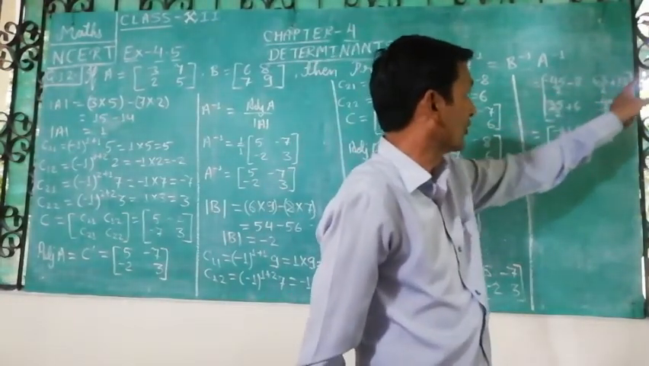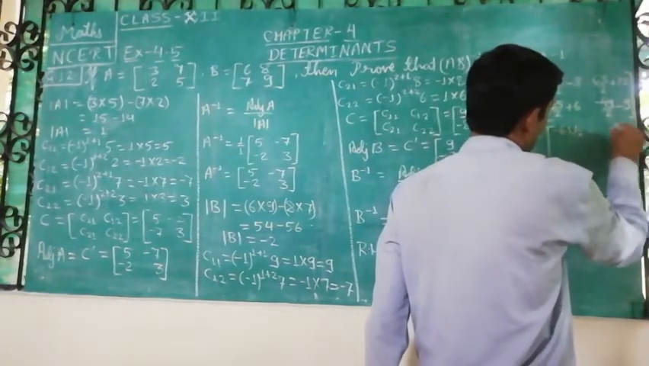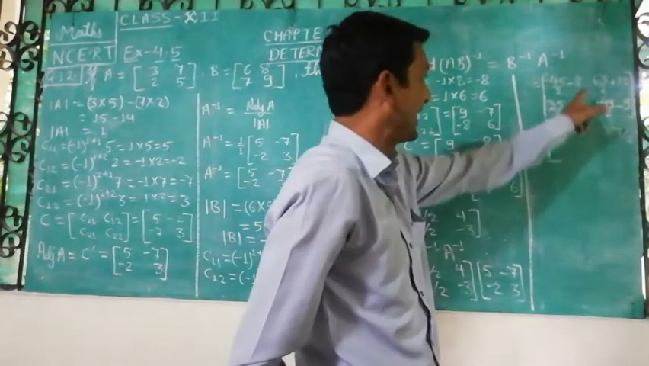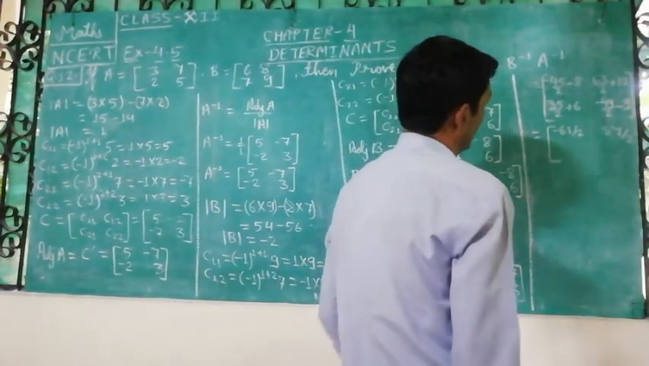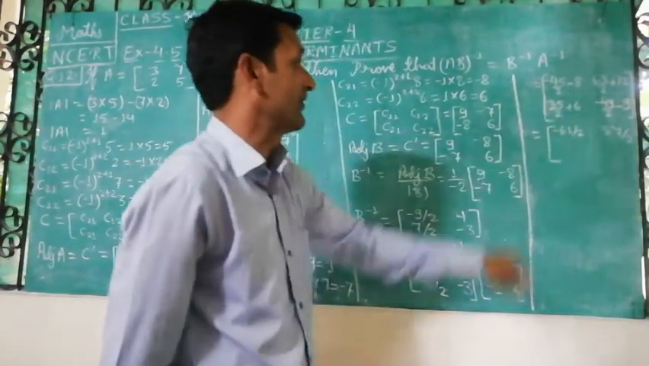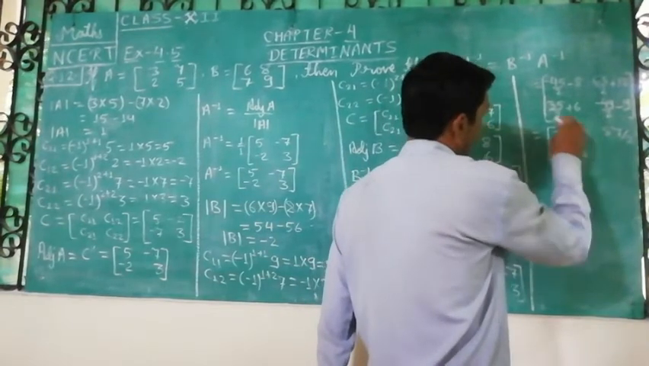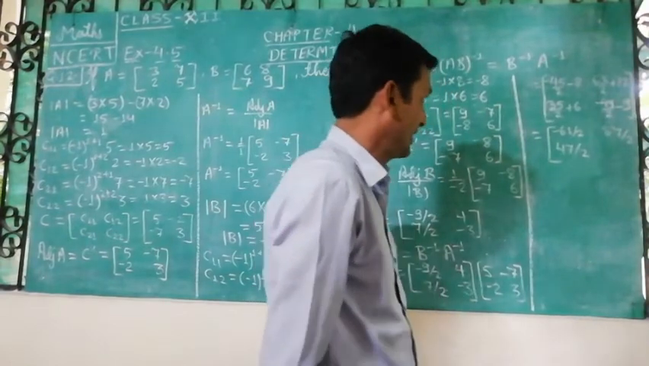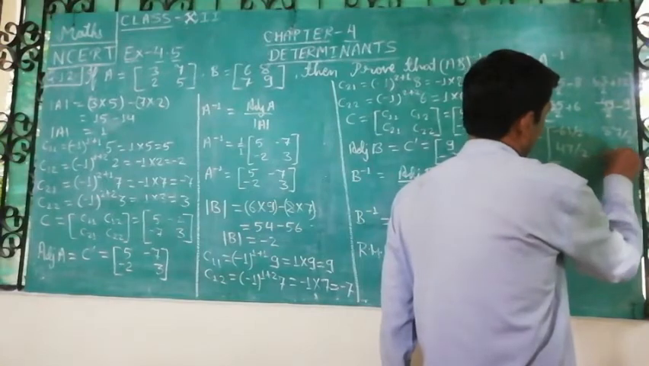63 plus 24, that is 87 by 2. Now 35 plus 12, that is 47, so 47 by 2. And here it is minus 49 minus 18, so minus 67 by 2.